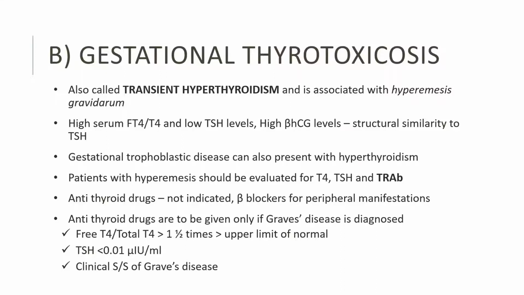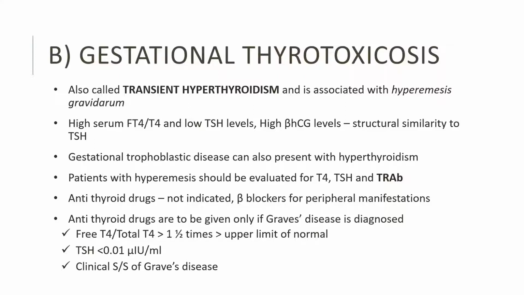So high serum free T4 or total T4 and low TSH levels are seen, and there is a high beta hCG level, especially because of structural similarity to TSH. So in case you're getting confused, you should check for TRAB antibodies, and you should actually check for beta hCG levels. Although the patient is pregnant, and the gynae people would say, why are you checking the hCG? We know that she's pregnant. Why? What is the reason?